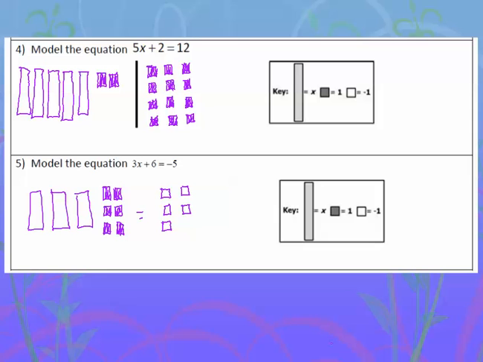Okay, so your job is to finish the rest of the activities that are posted on the Promethean board in class.